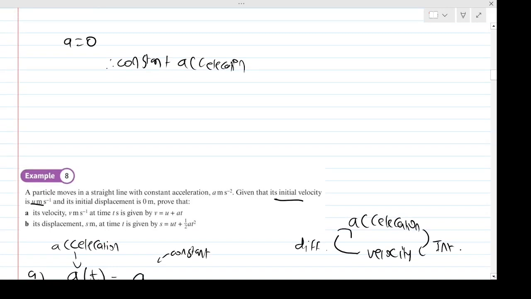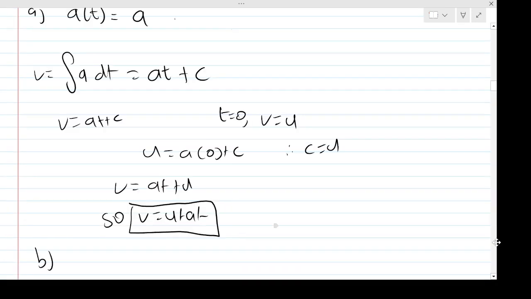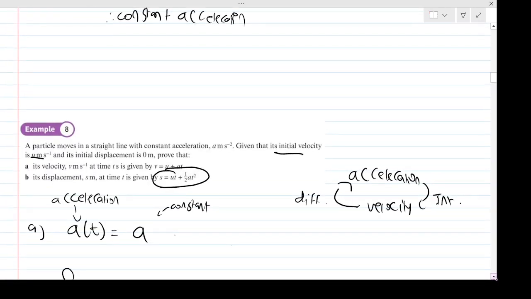Then in part B, now he wants to say that the displacement is given by this formula here. So now we have the velocity. So if we want the displacement, again, remember from velocity to displacement, I'm going to need to integrate again.